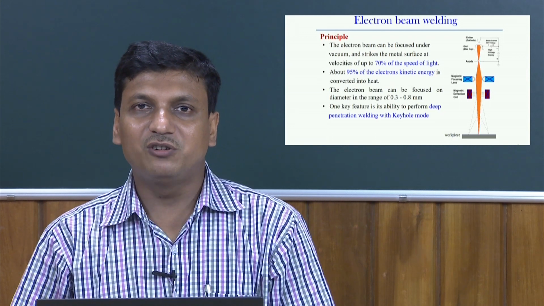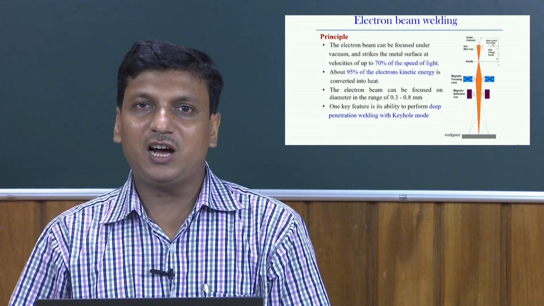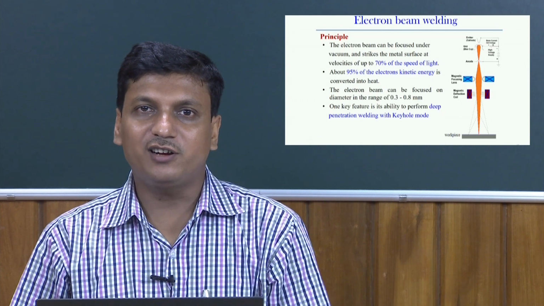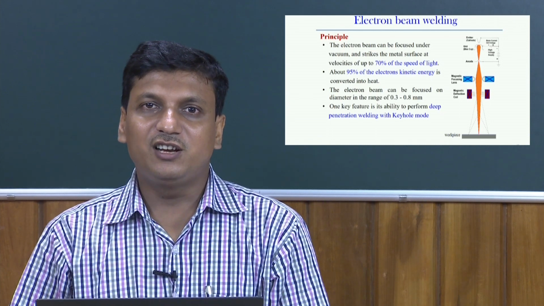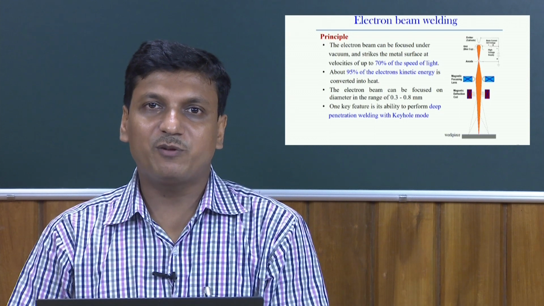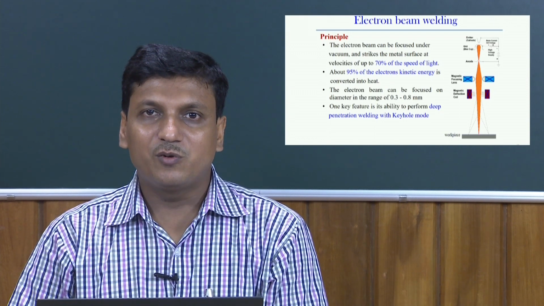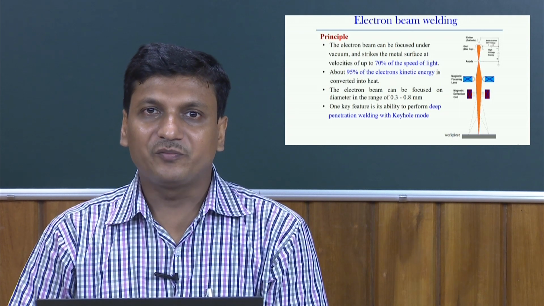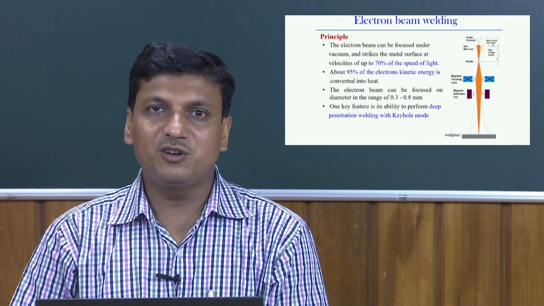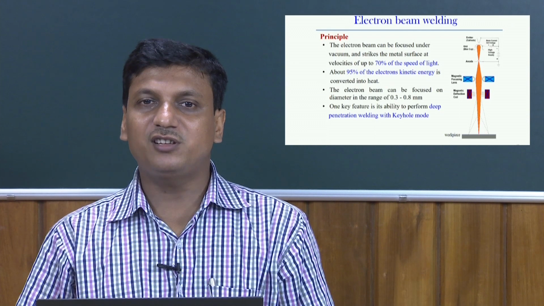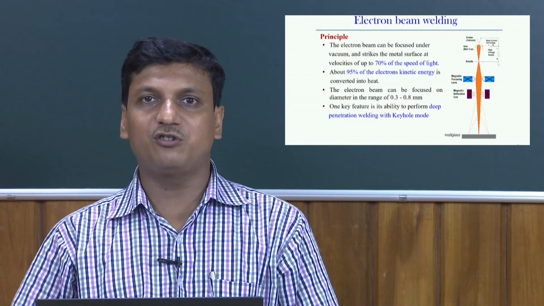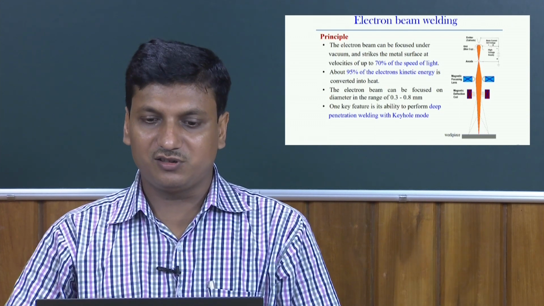So, when there is a requirement to join very thick material, the electron beam welding process is more preferable as compared to the laser welding process, because high depth of penetration is more easily controlled, with a minimum heat affected zone or minimum fusion zone, by using the electron beam welding process as compared to the laser beam welding process.